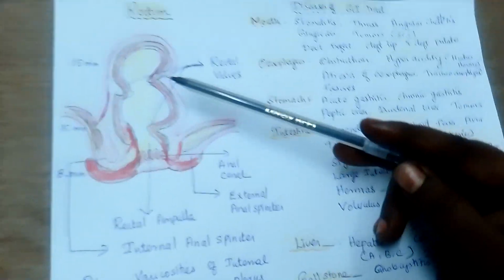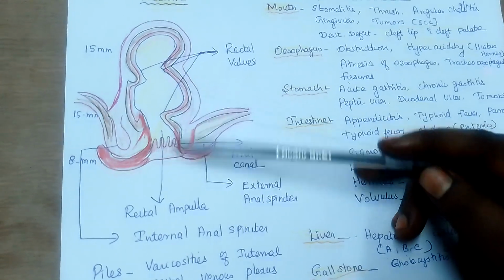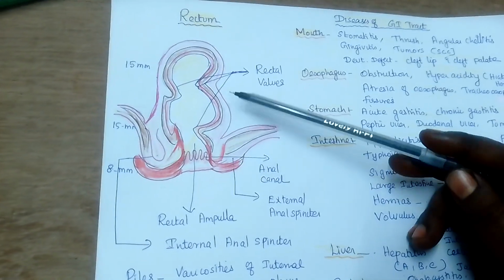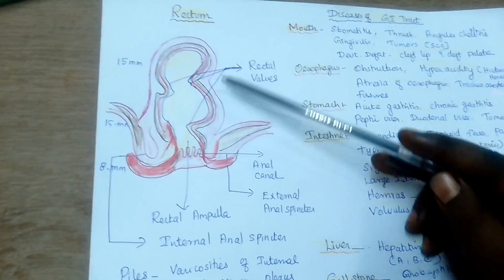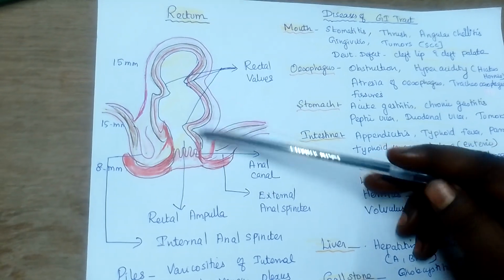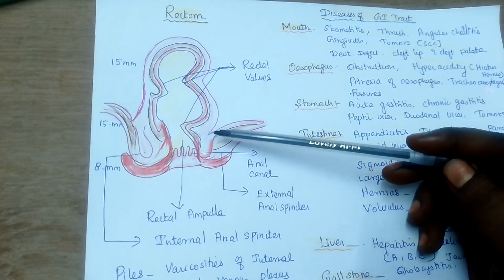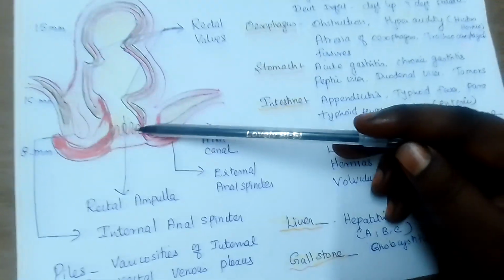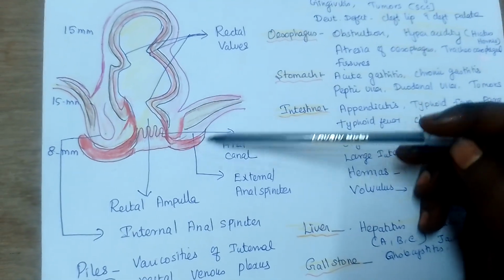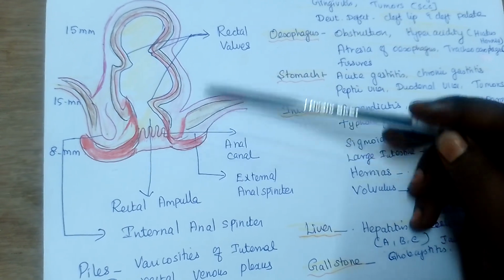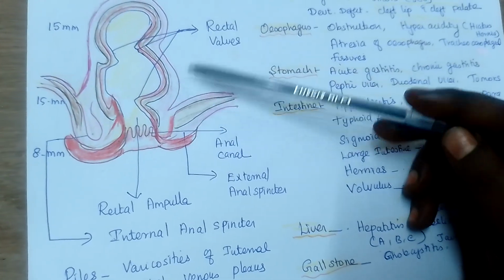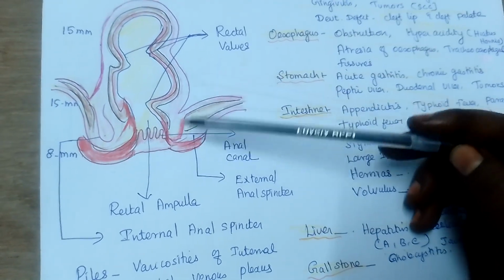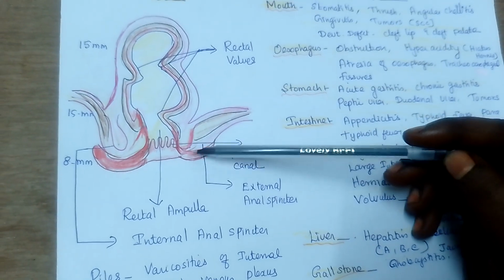the total is around 15 centimeters, and there are various valves present in the rectum. This is called the rectal ampulla, this is the anal canal, and this is the anal sphincter, which is the control. The nerve endings are there, with sensory nerve endings and motor endings. You will run for the toilet when the rectum is full.